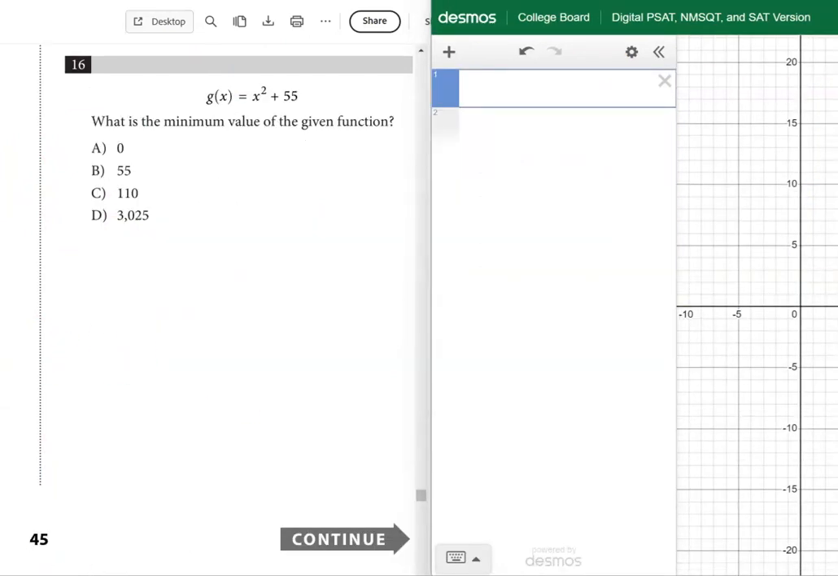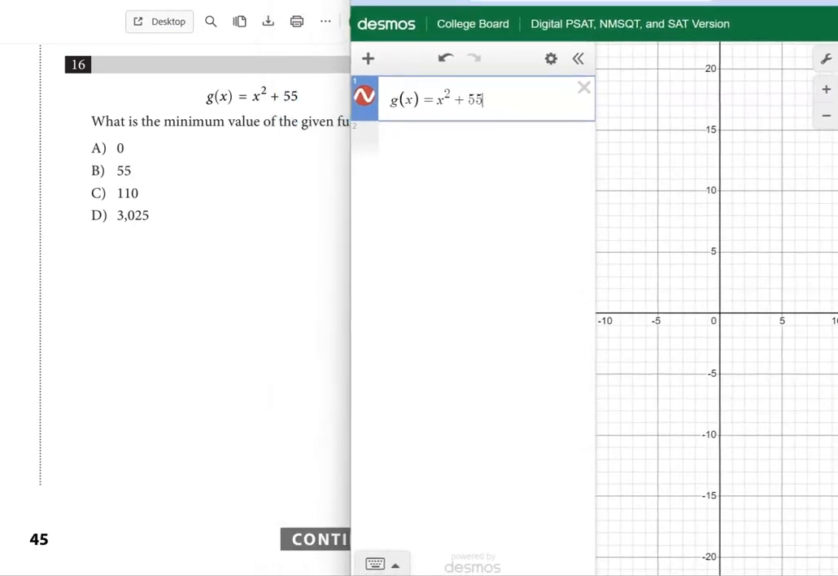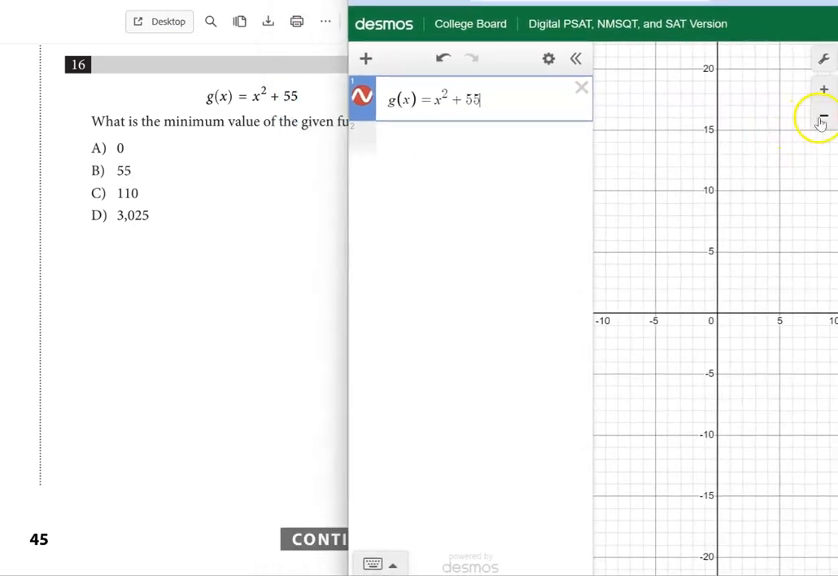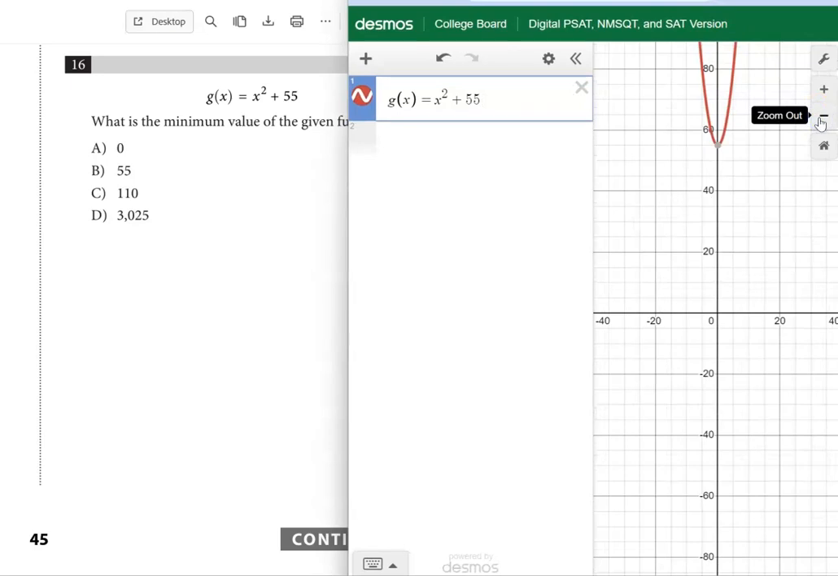For the next item, we'll stay on page 47 and we're looking at item 16. So in this case, we're given a function g of x, so we're going to type it into the calculator. Remember, shift 6 gives the exponent, and just type your 2. And quickly you'll see that there is no parabola showing, no graph showing, and that's because it's off your screen. So you can use the little plus minus here to zoom out, and there you have it.